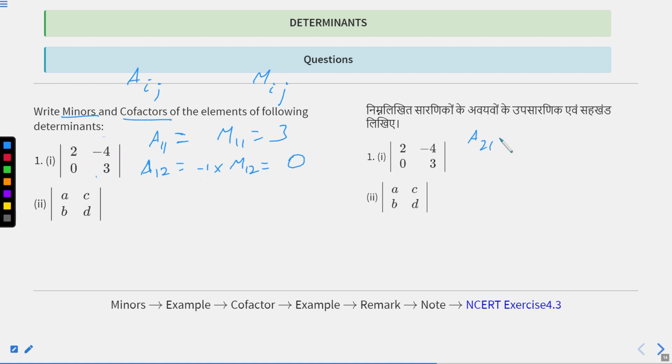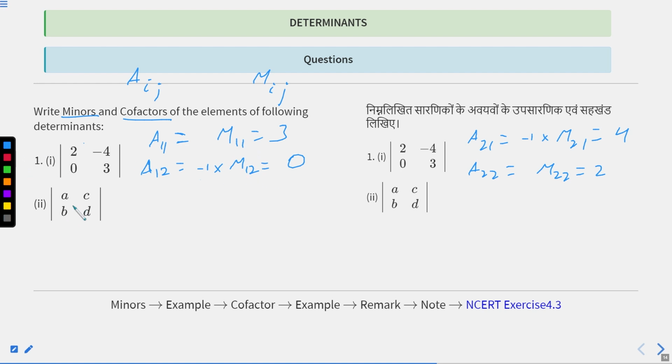Now A21 will be (-1) power 2 plus 1, which is 3, so it means -1 multiplied with M21. M21 means eliminate second row and first column, you are left with -4, so this will be -1 multiplied with -4, and you will have 4. What about A22? A22 means (-1) power 2 plus 2, which is 4, so this means 1. Now M22 means eliminate second row, second column, you are left with just this entry, which is 2. So these will be your cofactors with their minors.